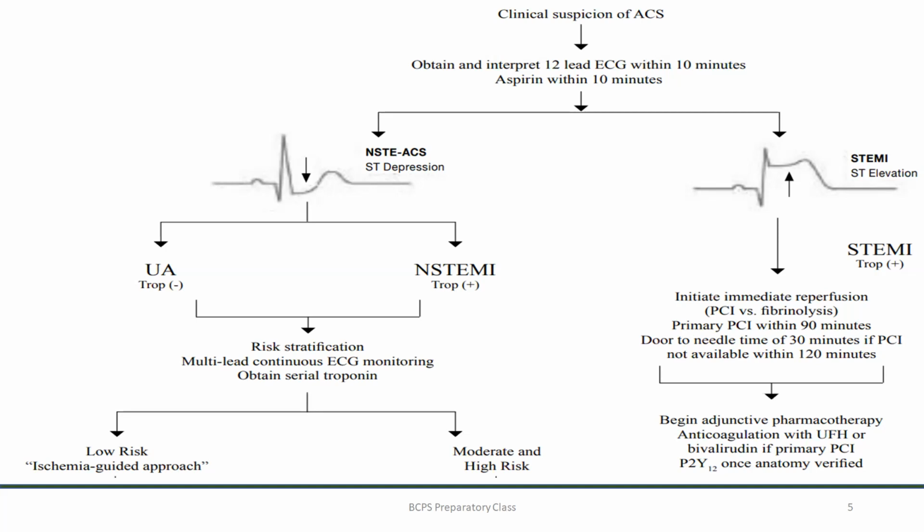On the other side, the path is not very clear. First they will check the troponin enzyme, and if the troponin is positive, then it becomes pretty clear that this patient has MI. Then they will evaluate the risk, whether this patient is moderate to high risk or low risk. If it is moderate to high risk, they will go for the early invasive approach. They will do the catheterization. But if the troponin is negative, they will do further studies to find out what's the reason.